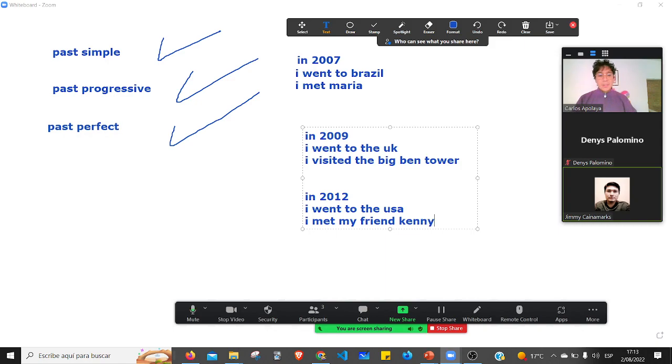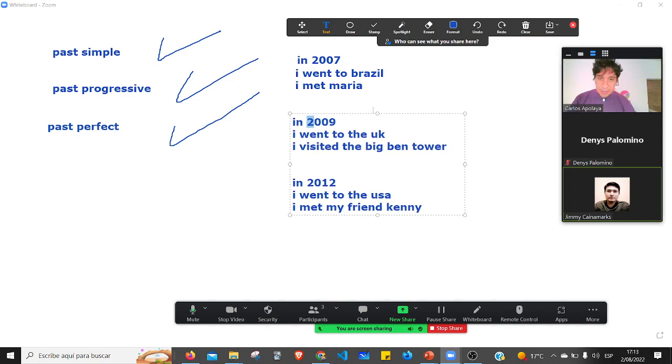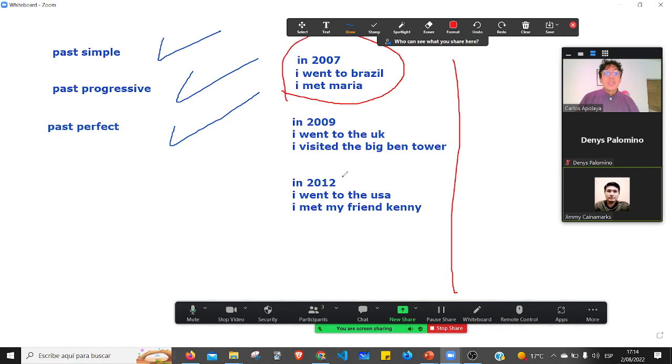So, in this case, which sentences or which situation happened in the past? All of them, because they happened in the past and they are completed, because now we are living in 2022. But all of them happened in the past. But there is one situation that happened first, before all of them. Which one? This one in 2007, right? Because this happened first, this previous. This happened first, this happened second, this happened third.